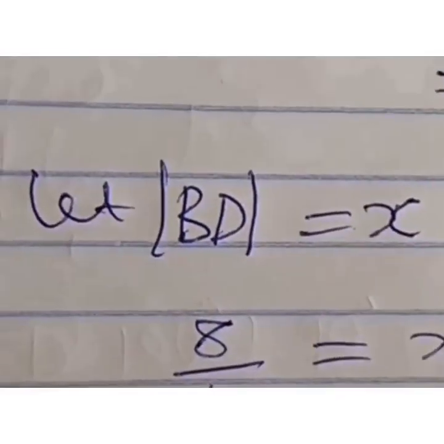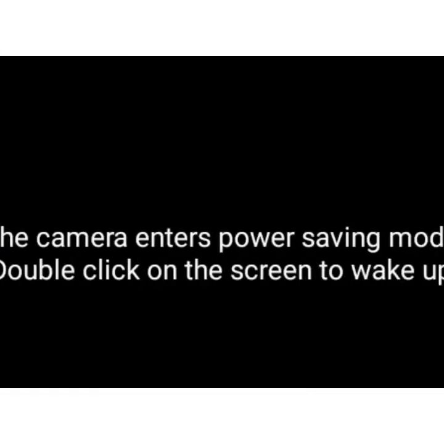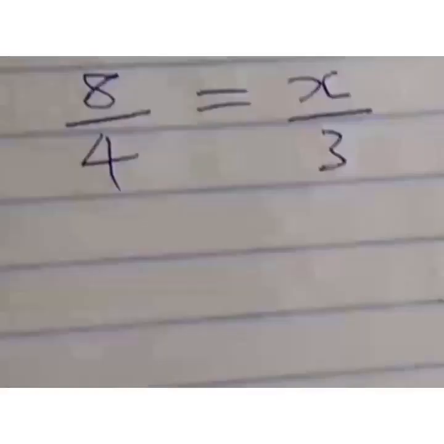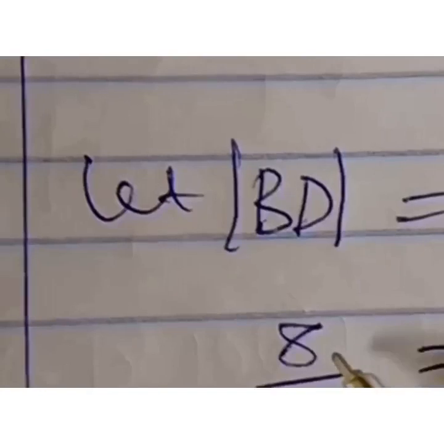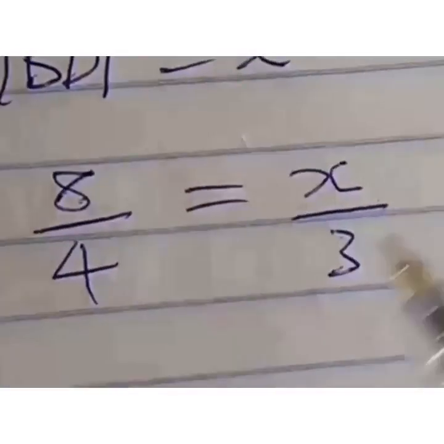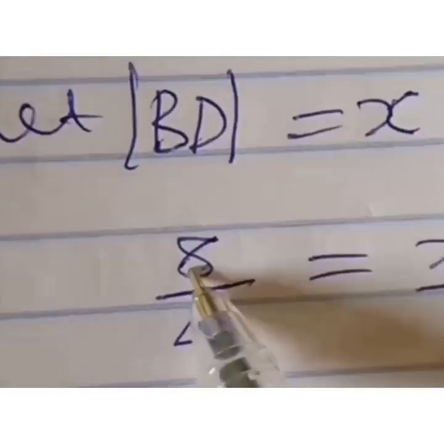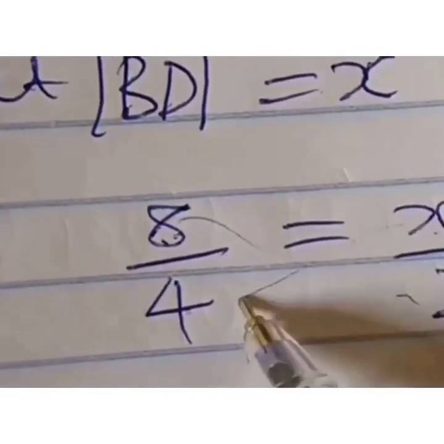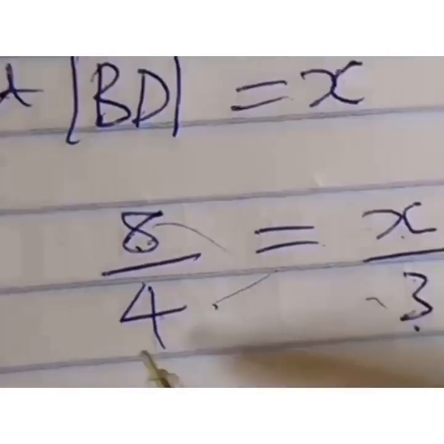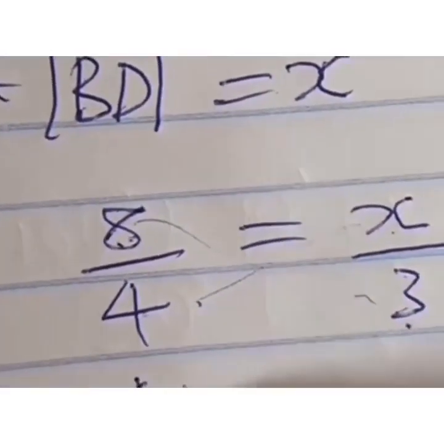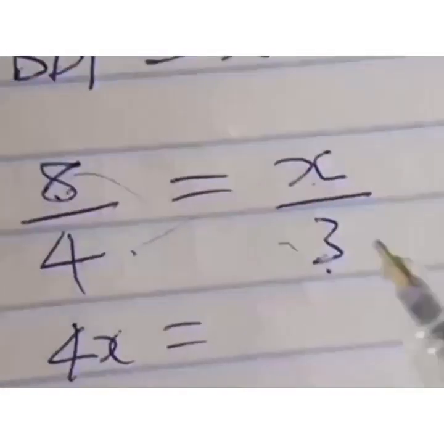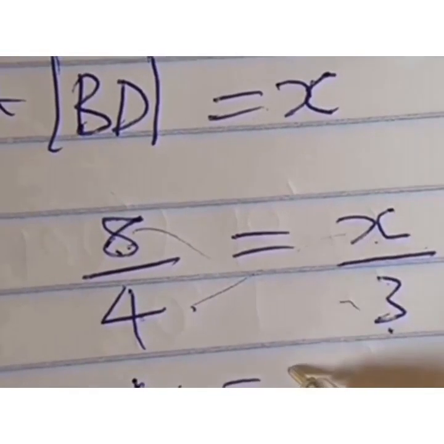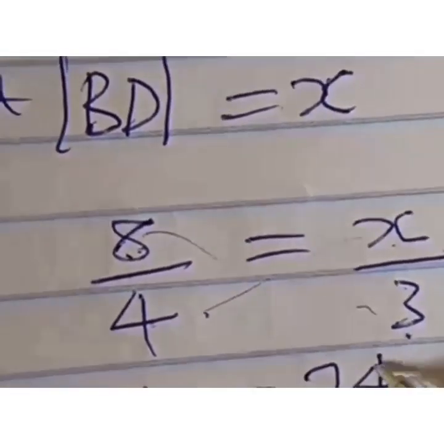That is the simplest way to attack that question. Now when you are done with that, you can see we have brought out a mathematical expression. So you cross multiply: this times this, and this times this. So 8 times 3 and 4 times x. We have 4x equals 8 times 3, which is 24.